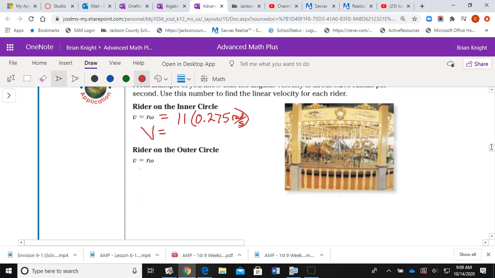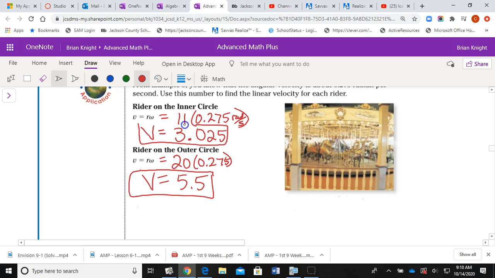So 11 times 0.275 would be about 3.025. Okay? And for my one on the outer circle, what was its radius? 20? Yes. So 20 times 0.275. Forgot my 5 there. Put that in your calculator. It is about 5.5. So is our outer velocity faster than our inner velocity? Yes, just like it should be. Okay? Everybody good? Awesome.